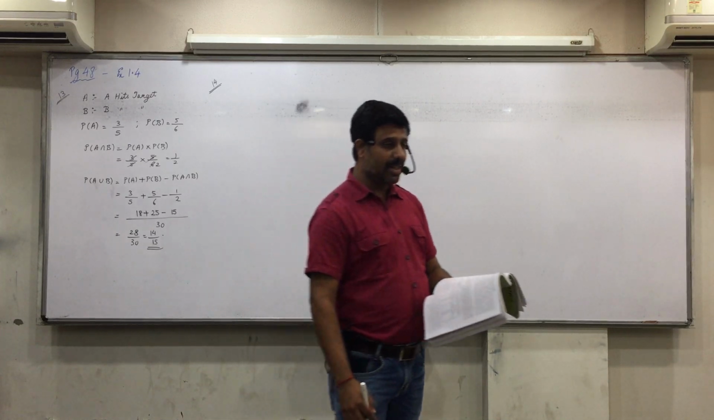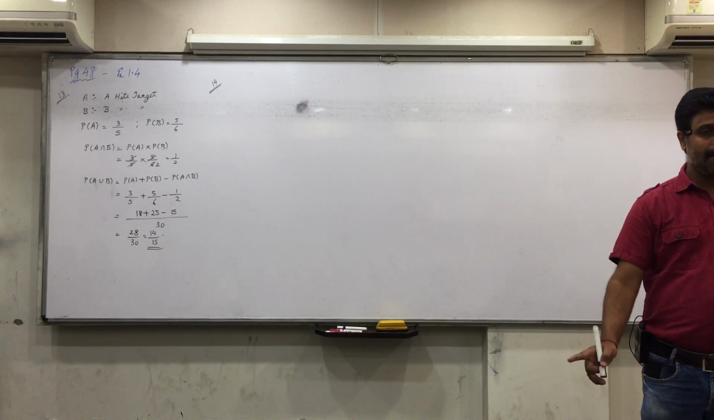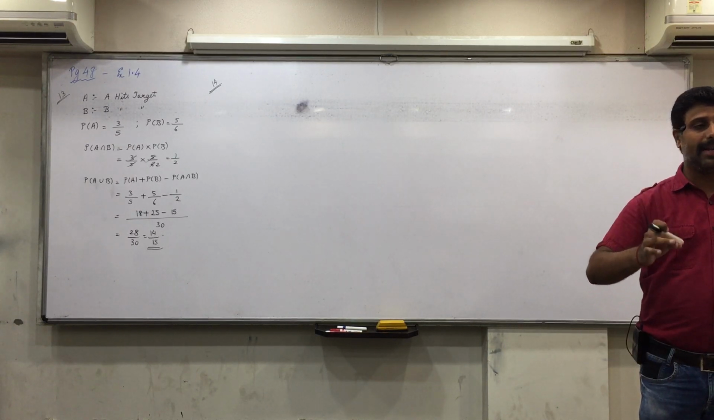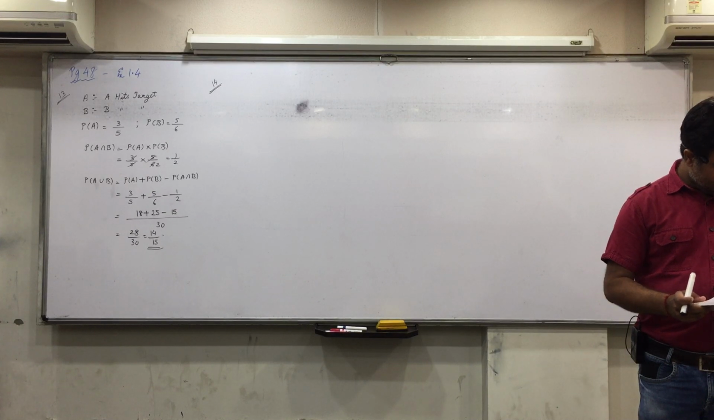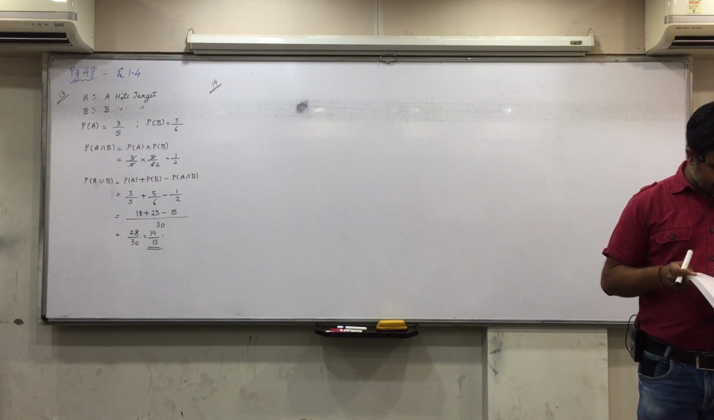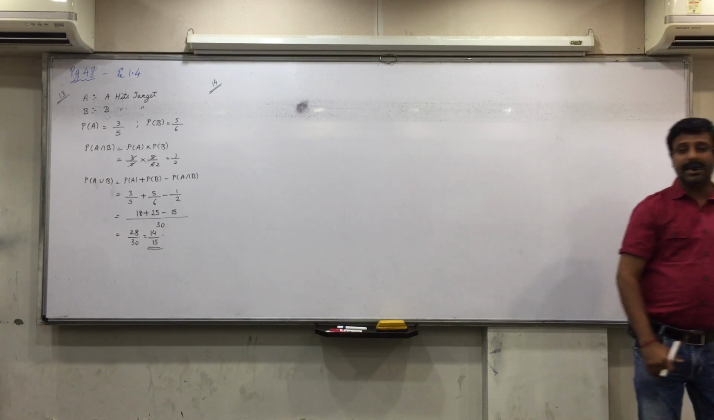Person B speaks truth in 80% cases. So 80 by 100, 8 by 10. Means we'll define event A that A speaks truth, B that B speaks truth. And then 90% marked as P(A), 80% as P(B). Now find the probability that persons A and B differ in stating the same fact.